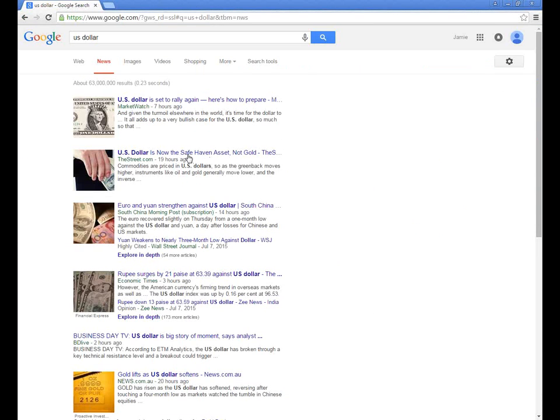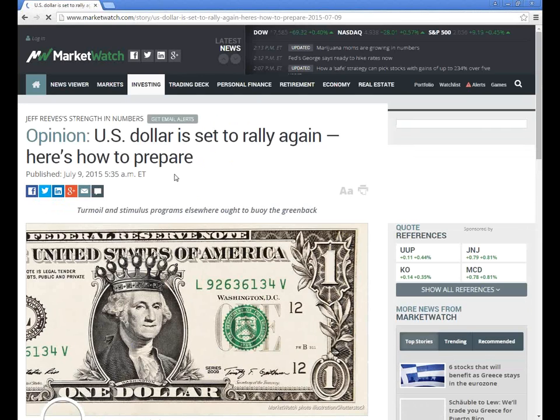Yeah, so it's a pretty interesting thing to think about, Leon, no doubt about it. I mean, US dollar is now the safe haven, not gold. Everyone's dismissing gold obviously here, and it's been crap, so I guess that makes sense. US dollar set to rally again. Let's see what they say here.